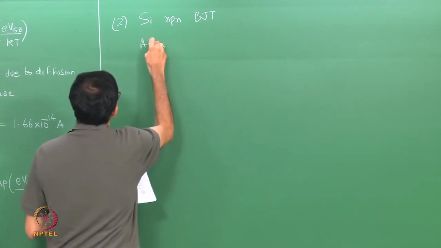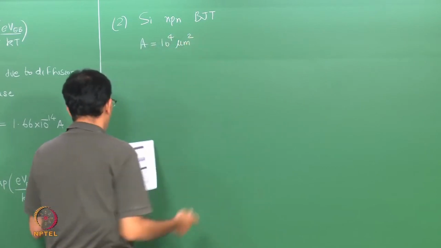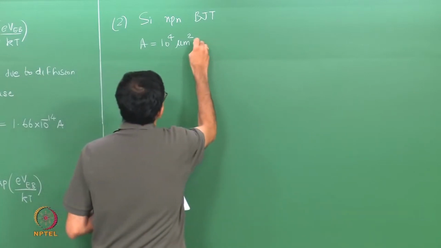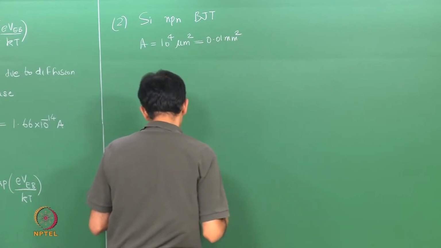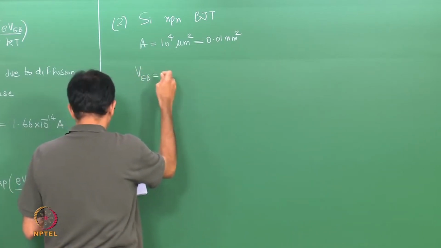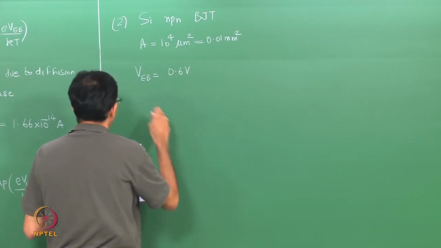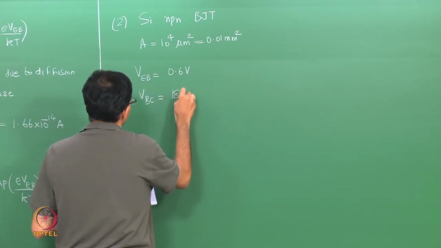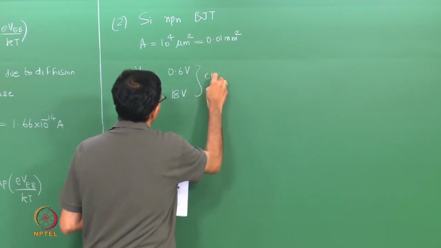So, A is 10 to the 4 micrometer square. Micrometers is nothing but 10 to the minus 3 millimeter, so another way of writing this is just 0.01 millimeter square. The base emitter forward bias voltage, VEB, is given to be 0.6 volts, and the reverse bias base collector voltage is 18 volts. So, once again this is in a common base mode, CB mode.